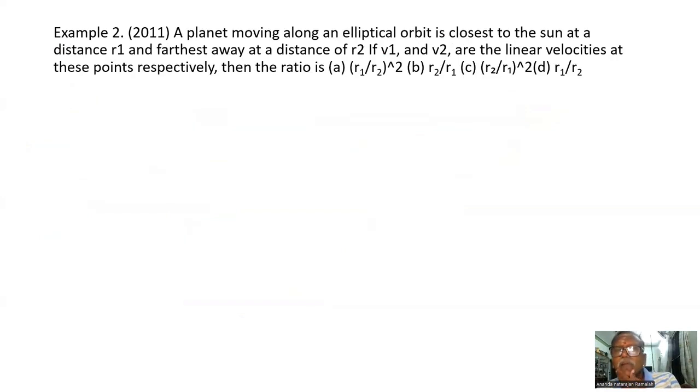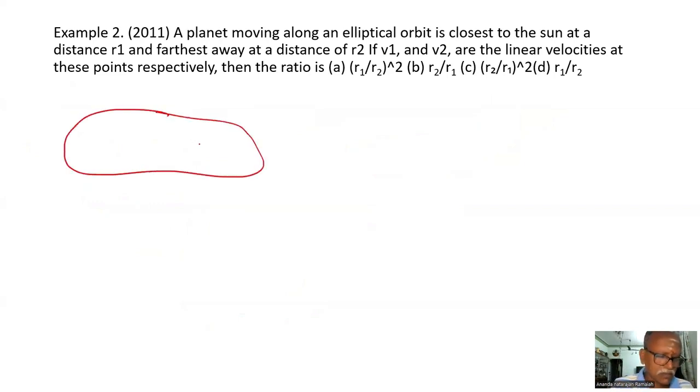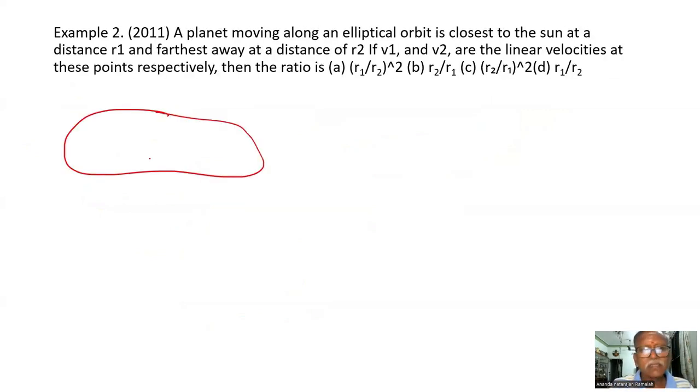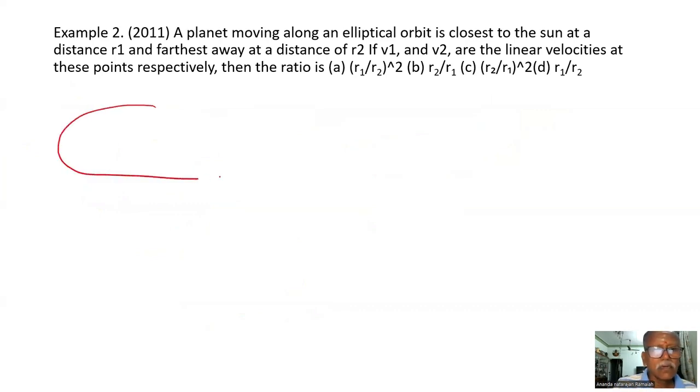A planet moving along an elliptical orbit is closest to the sun at a distance r1. It's not an ellipse. Here is the sun. A planet moving along the elliptical orbit is closest to the sun at a distance r1 and farthest away at a distance of r2.